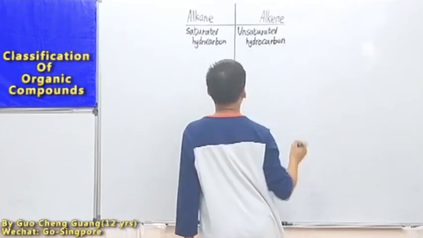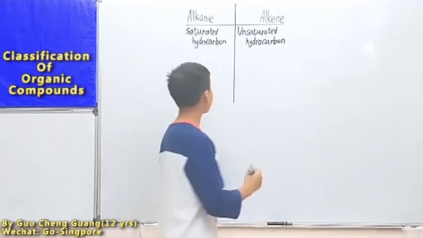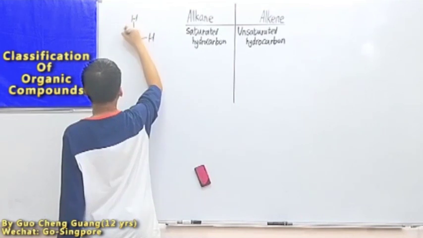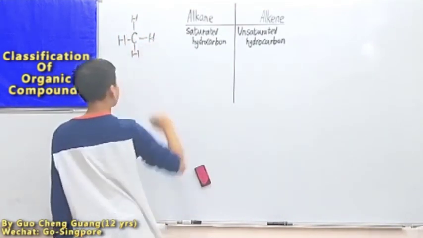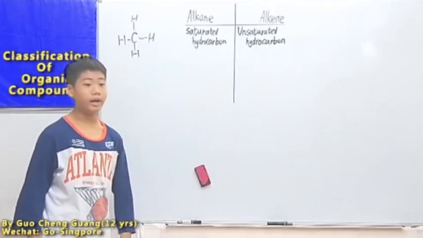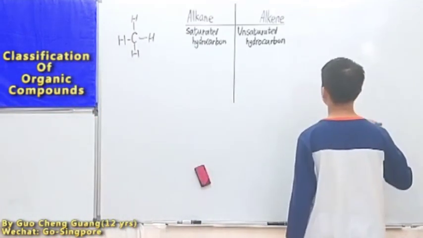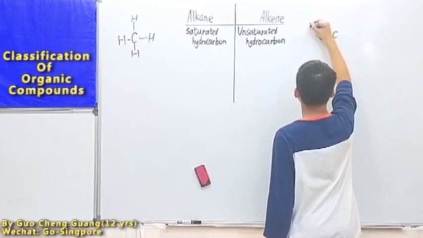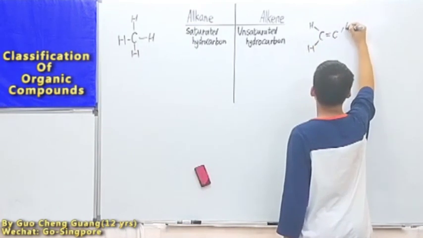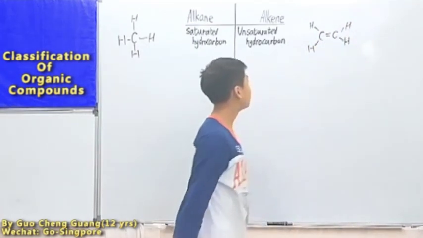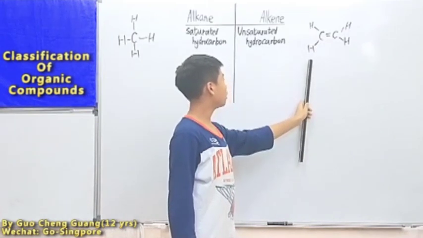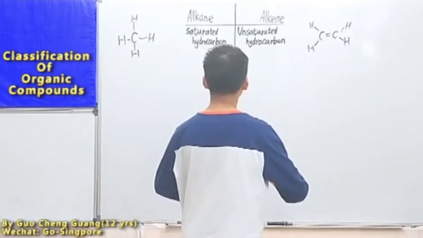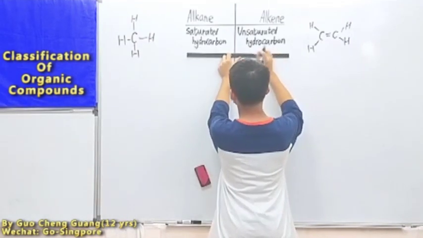Well, how is it called hydrocarbon? If you have realized, for alkane, let's say methane, you have carbon and you also have hydrogen. So that's how you can call it a hydrocarbon. Now for alkene, let's say, for example, ethene, you still have carbon and you have hydrogen. So that's how you can call both of these hydrocarbons. So that is the first difference.